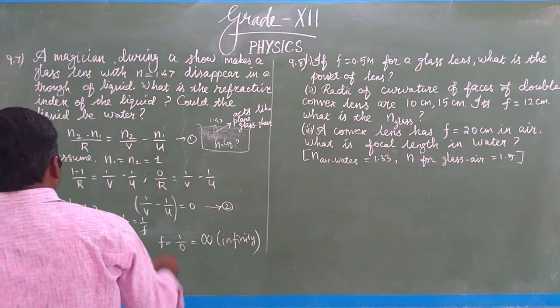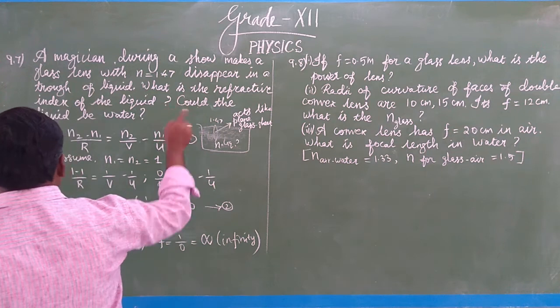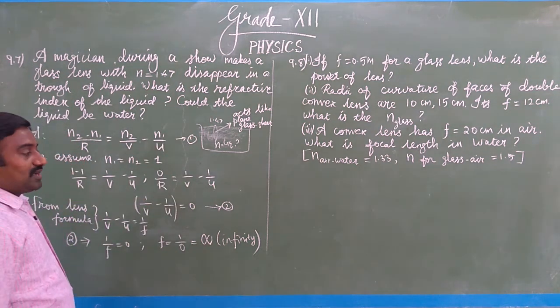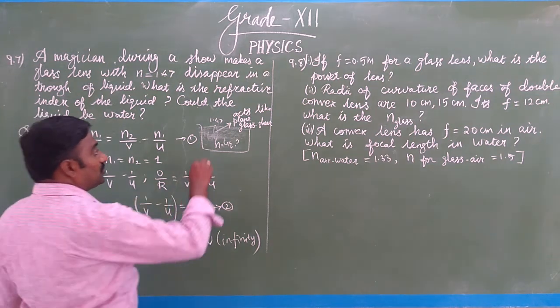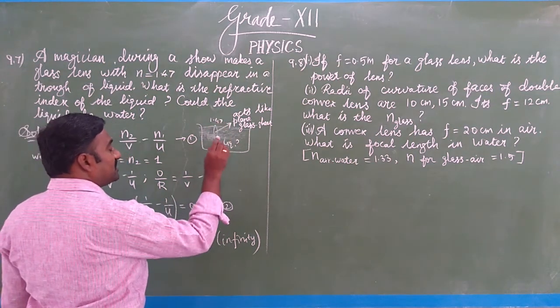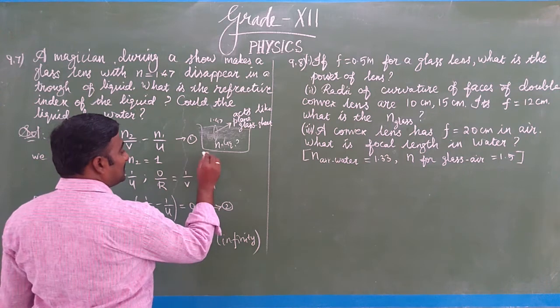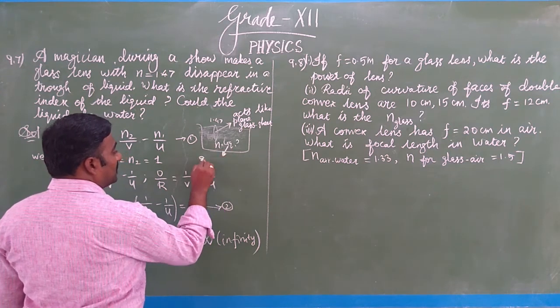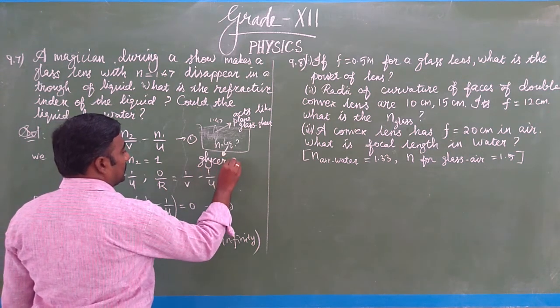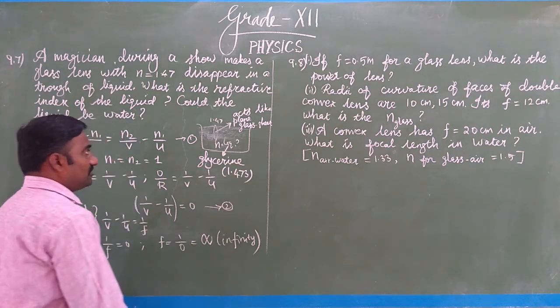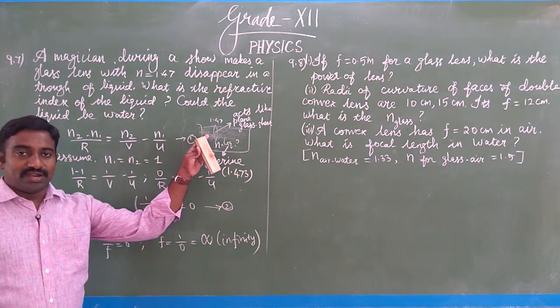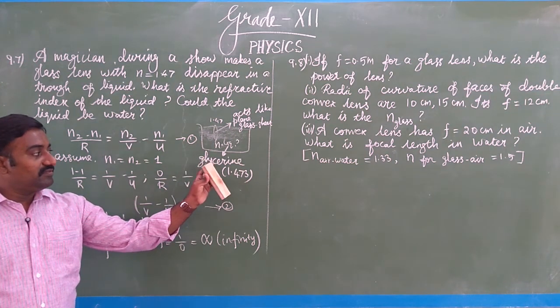Another thing, they are asking, could the liquid be water? No, the liquid is not water, because water has a different refractive index, that is 1.33. So what is another liquid medium which has the same refractive index? The liquid is nothing but glycerin. The refractive index of glycerin is 1.473. So the liquid medium is not water, it will be glycerin.